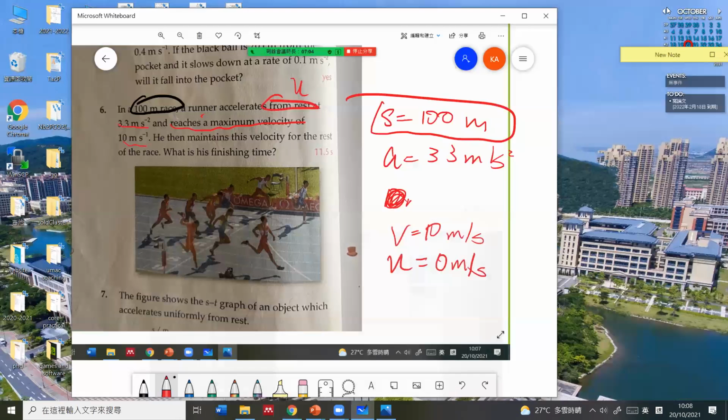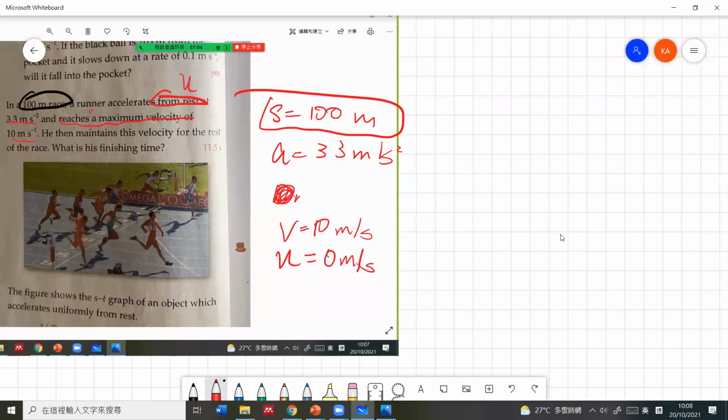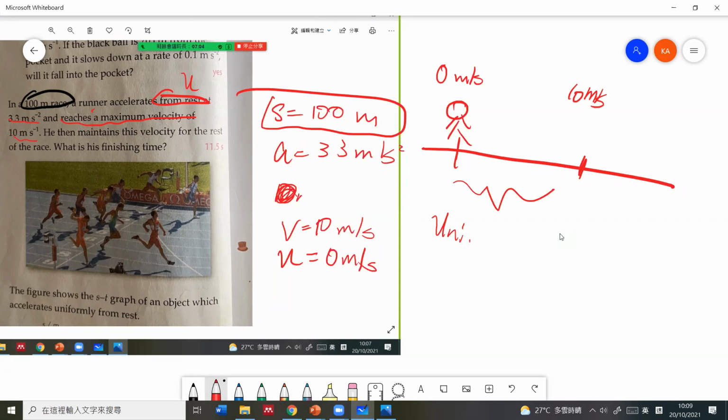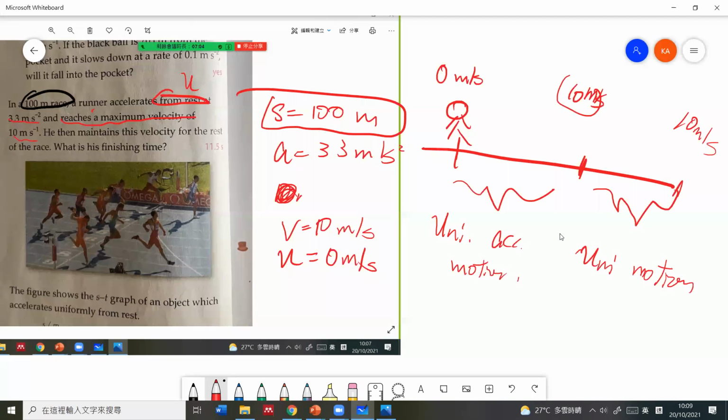In this case, you can divide the motion into two parts. He first accelerates from 0 meters per second to 10 meters per second, so the first part is uniformly accelerated motion. For the second part, he keeps his velocity of 10 meters per second to the end, so the second part is uniform motion. There is no acceleration in the second part.